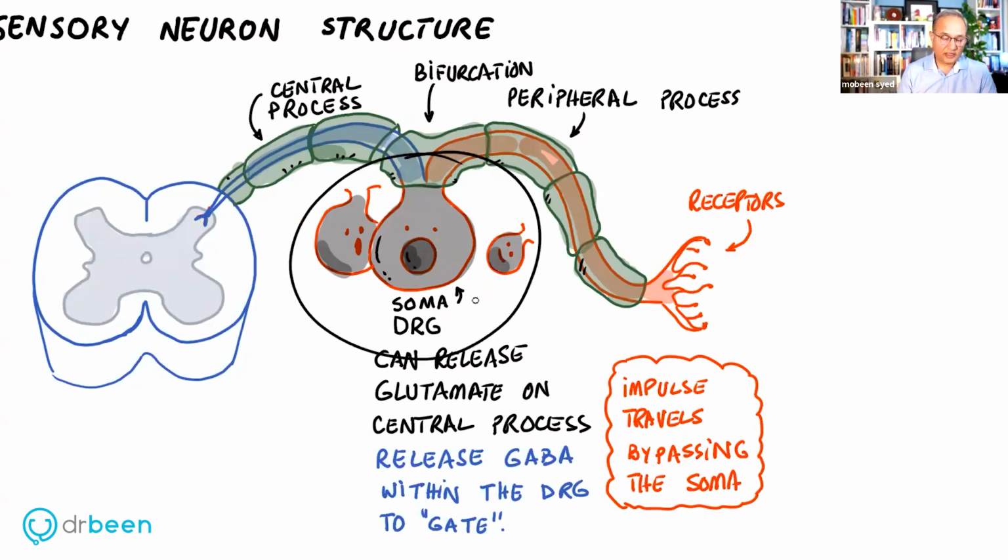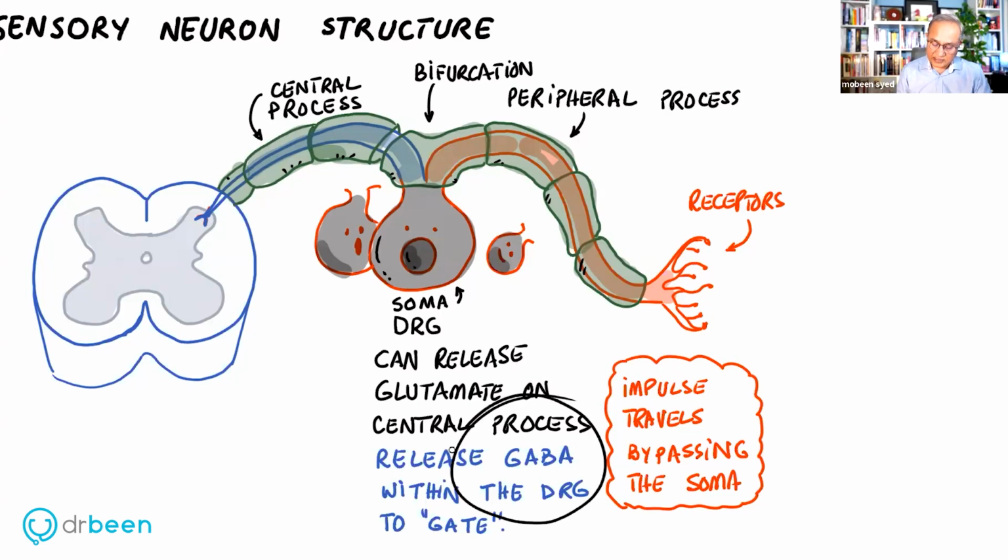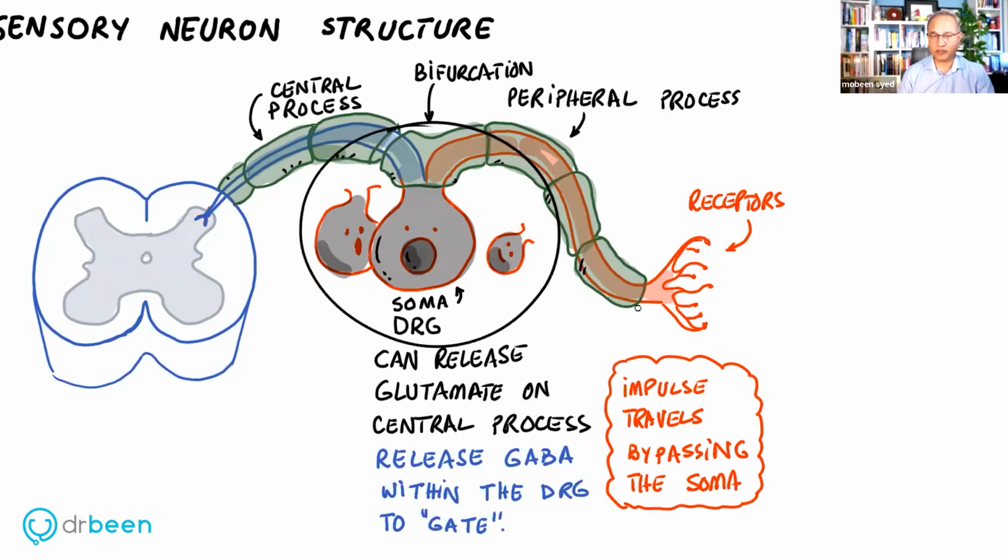So here, the clinical takeaway is that within the dorsal root ganglion, there is a possibility of release of glutamate and/or GABA. GABA would act as a gating mechanism. Glutamate would act as an excitatory or modulatory mechanism. Why is this important? When we talk about various pain management interventions, GABA will be an important thing to keep in mind. So please remember, in the dorsal root ganglion, GABA acts as a gating mechanism.